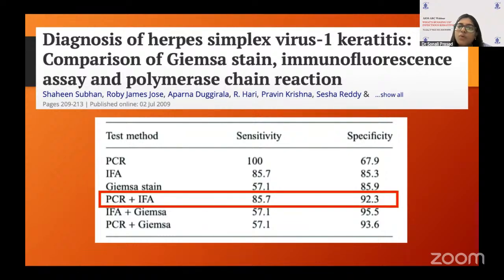Along with that, to support our diagnosis in confusing cases where we might suspect an underlying microbial keratitis, or a secondary infection, a PCR or immunofluorescence can be helpful. A Giemsa stain can also be used when a PCR or IFA is not available.